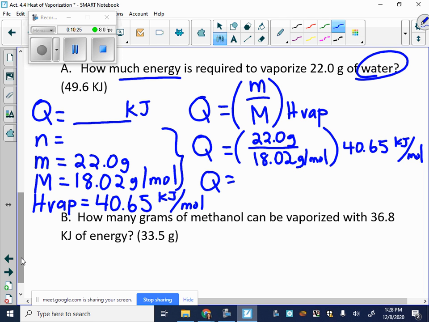All right, and then you'll just plug this into your calculator. Opening bracket, 22 divided by 18.02, closing bracket, times 40.65. And then you end up with 49.6 kilojoules, and that's rounded to 3 significant digits.